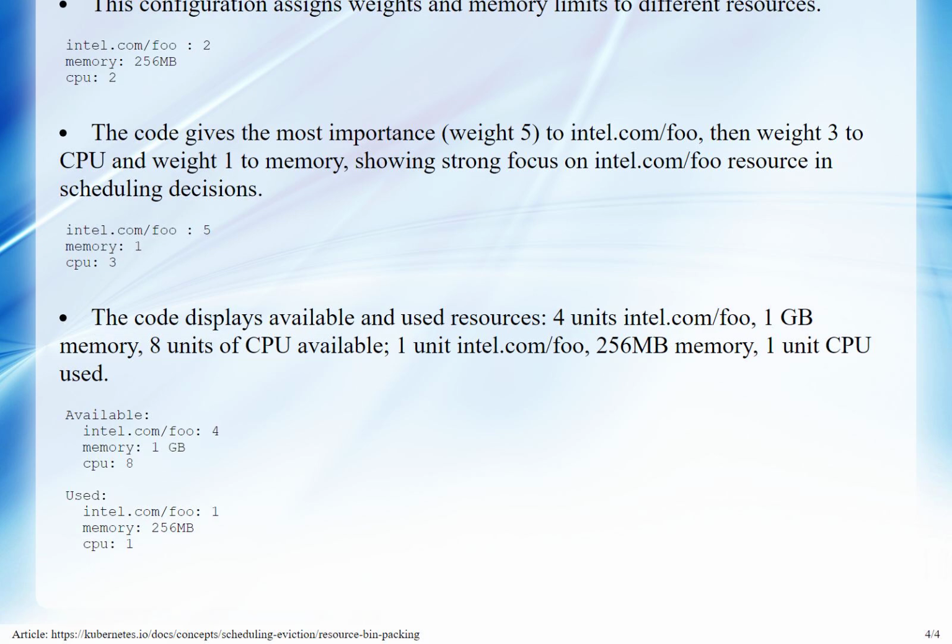The code snippet is displaying the available and used resources. 4 units of intel.com/foo, 1 GB of memory, and 8 units of CPU are available. From the used resources, 1 unit of intel.com/foo, 256 megabytes of memory, and 1 unit of CPU have been utilized.